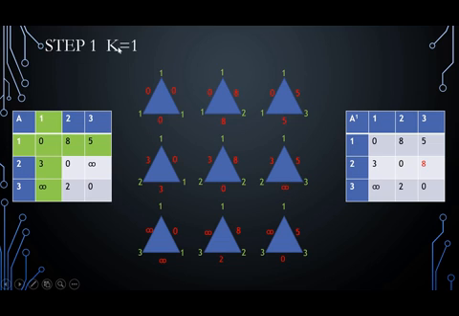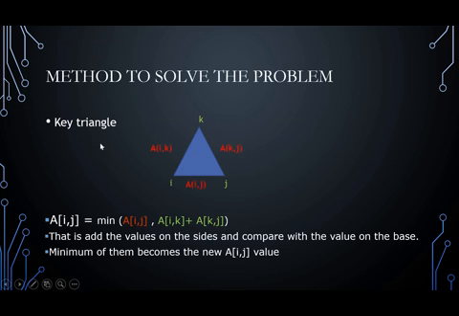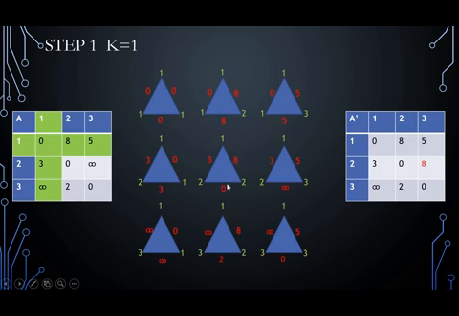Step 1, I will consider the k value as 1. So this is i, j and k. So k is equal to 1. For a 3 cross 3 matrix, I will have to put 9 triangles. The top represents the k value, so I put 1 for all the triangles. Then the left side represents i. In the key triangle I have written left is i, top is k, right is j. So the k value for the first step, for all the triangles, is 1 on top.